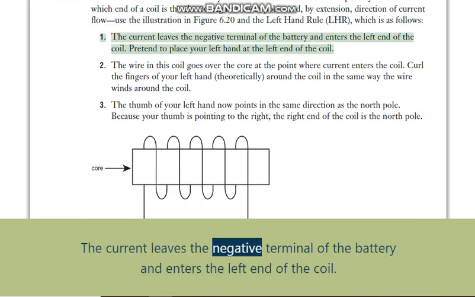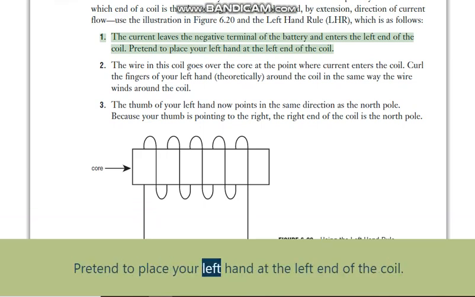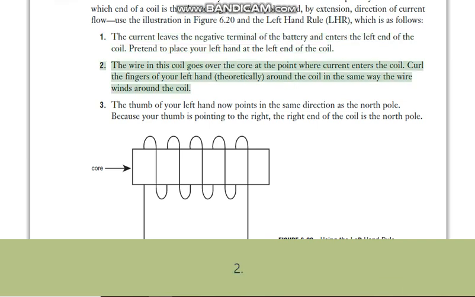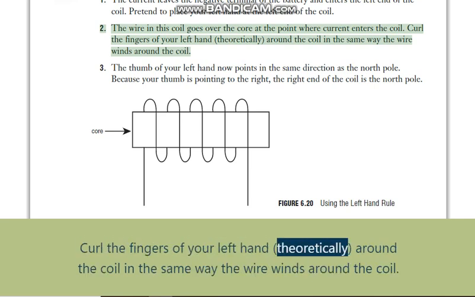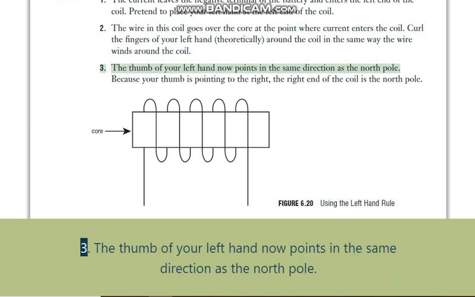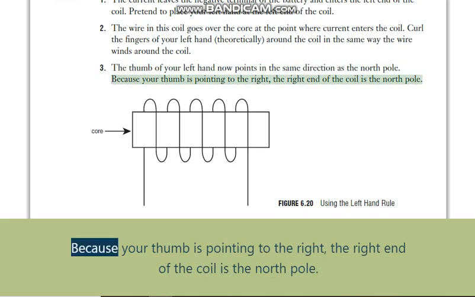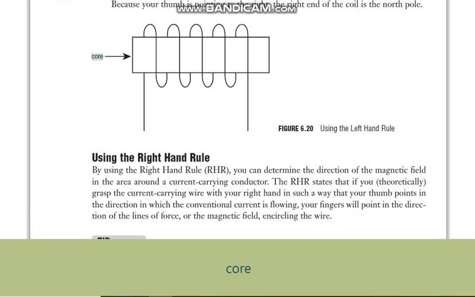1. The current leaves the negative terminal of the battery and enters the left end of the coil. Pretend to place your left hand at the left end of the coil. 2. The wire in this coil goes over the core at the point where current enters the coil. Curl the fingers of your left hand, theoretically, around the coil in the same way the wire winds around the coil. 3. The thumb of your left hand now points in the same direction as the north pole. Because your thumb is pointing to the right, the right end of the coil is the north pole. Figure 6.20, using the left-hand rule.